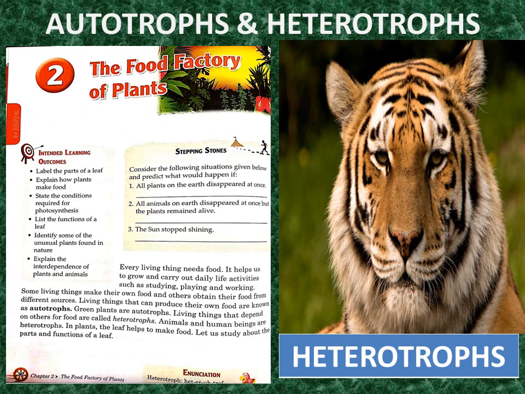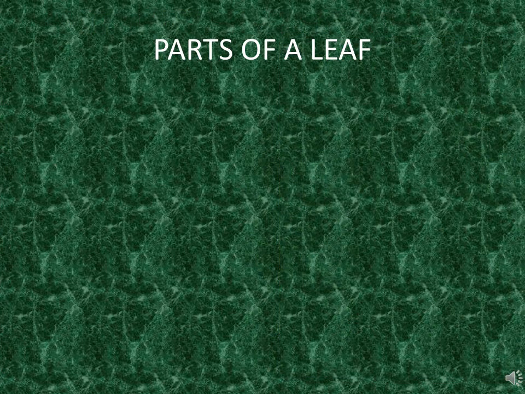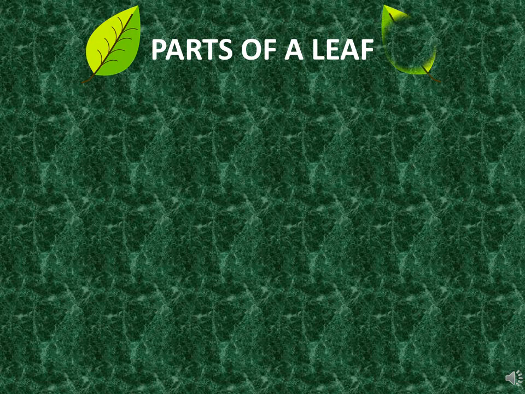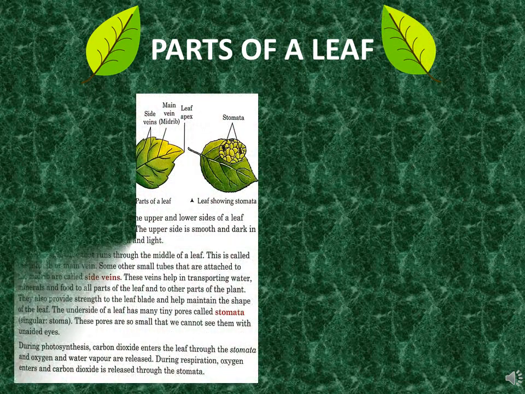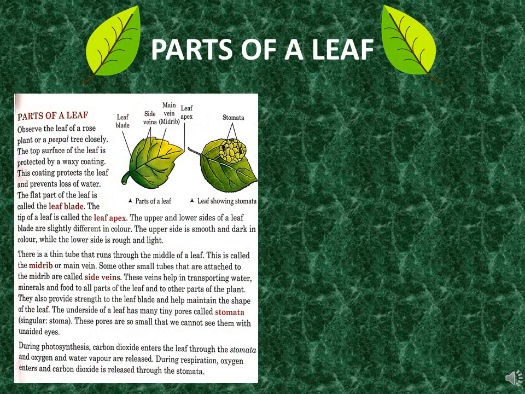Now, where is the plant making its food? The plant is making its food in the leaf. The leaf is the kitchen of the plant, where it makes the food. Okay, so now we will study the parts and function of a leaf. So let us discuss the parts of a leaf.